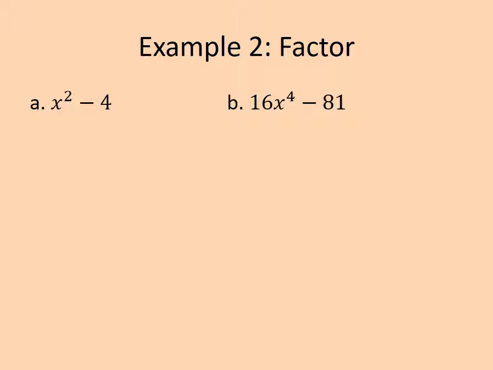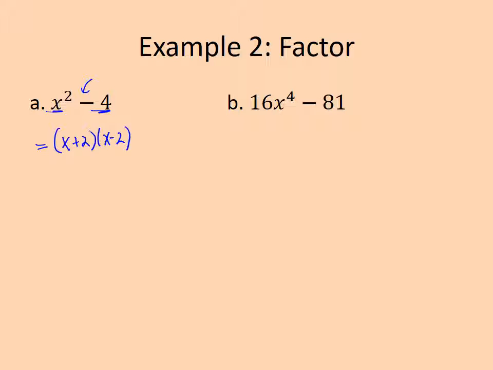We'll use the idea of difference of perfect squares to factor these two problems. So x squared is a perfect square and 4 is a perfect square, and there's a negative sign. So we can factor this as a difference of perfect squares. So we have x plus 2, x minus 2, and we're finished.